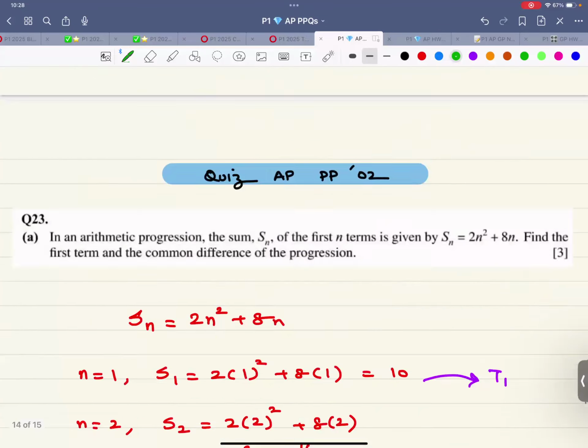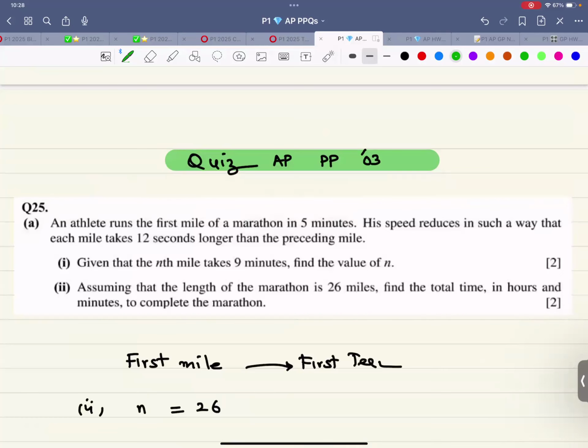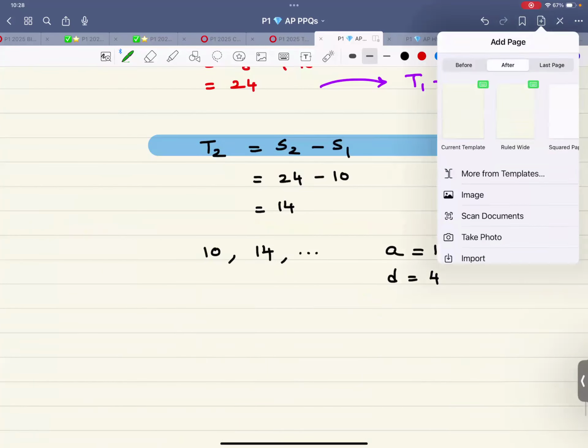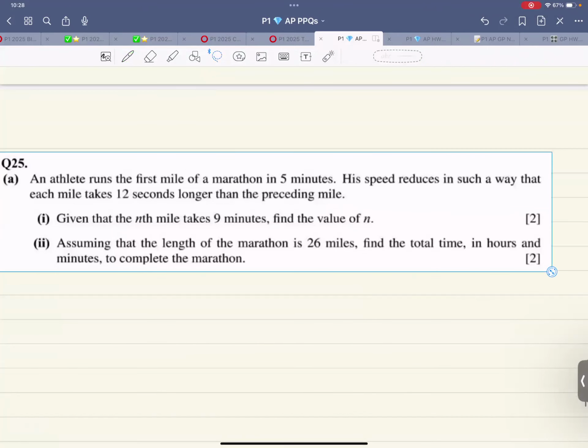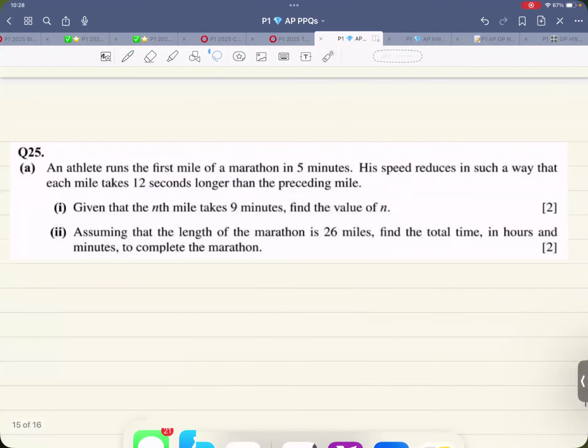Okay, so this particular question, let me copy it over here. And I would like you people to try out this particular question. Let me pause the recording.